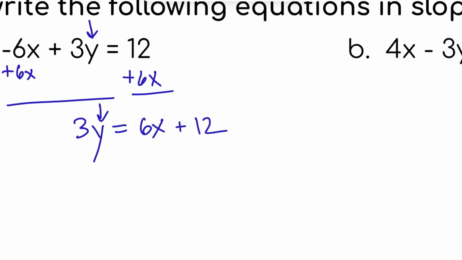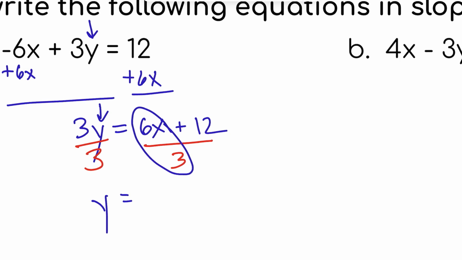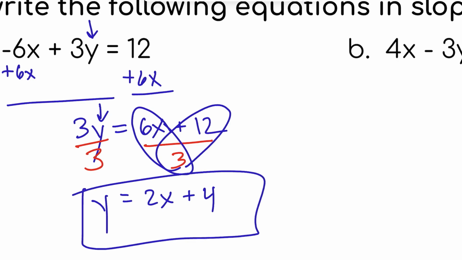Then the last thing to isolate y that I need to do is get rid of the number that's multiplying it. So I'm going to divide by 3. Do that on both sides. And this is technically the distributive property of multiplication, but I'm not going to get into that now. You need to divide both of those terms by 3. So we're going to get 2x, and we're going to get 4. So 2x plus 4. There it is in slope-intercept form. There's your slope. There's your y-intercept.